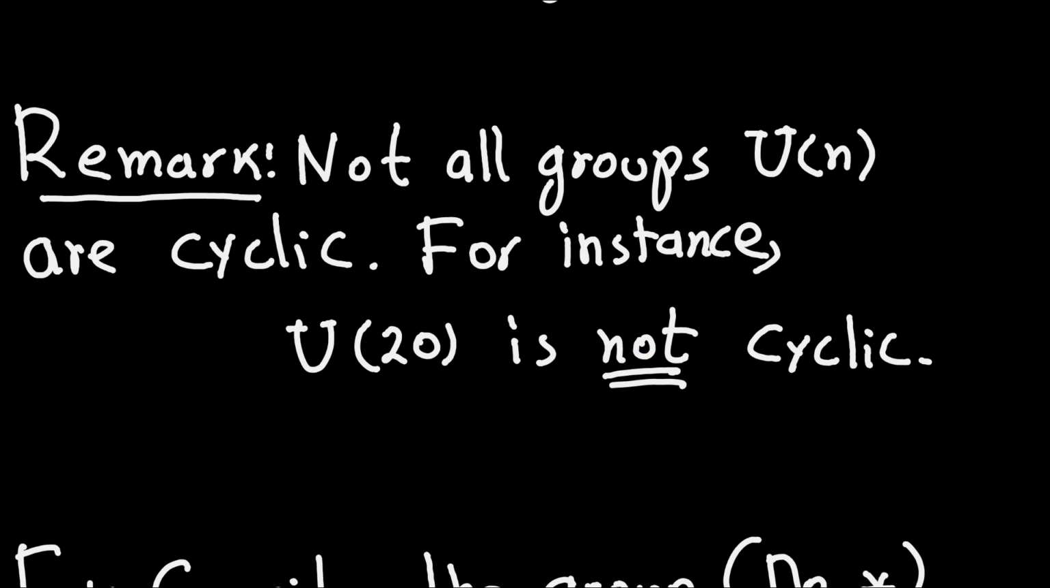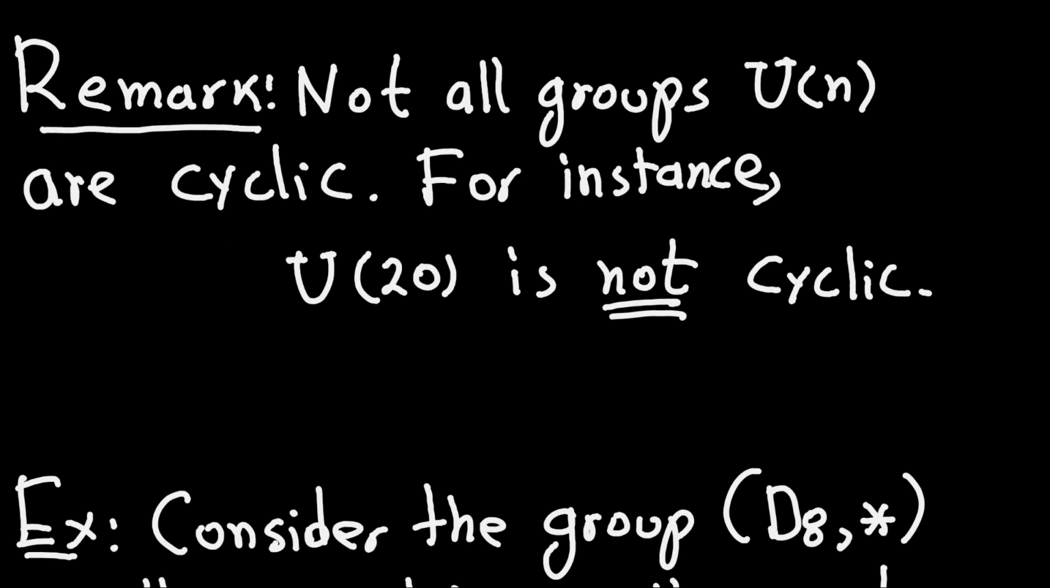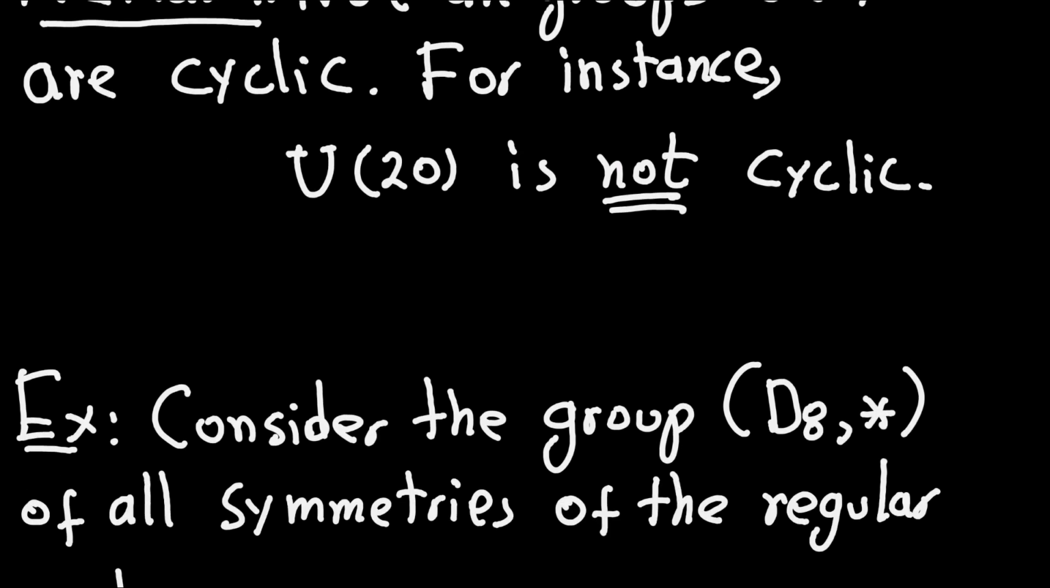So you cannot apply the same idea here, because U20 is not even cyclic to begin with, so it doesn't make sense to ask about the generators of U20, because it doesn't have any. So some groups are not cyclic, so you cannot ask about the generators.